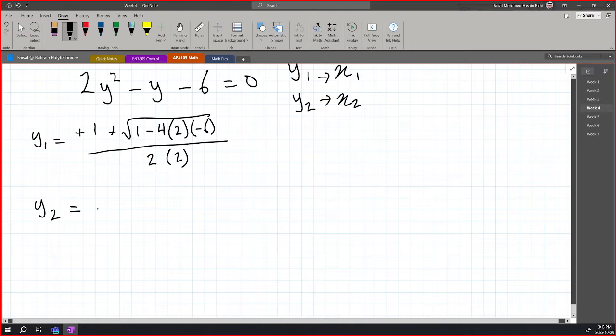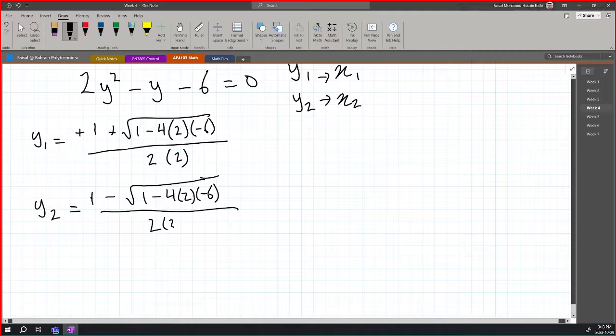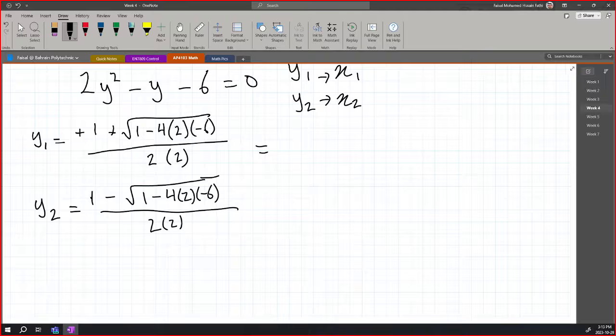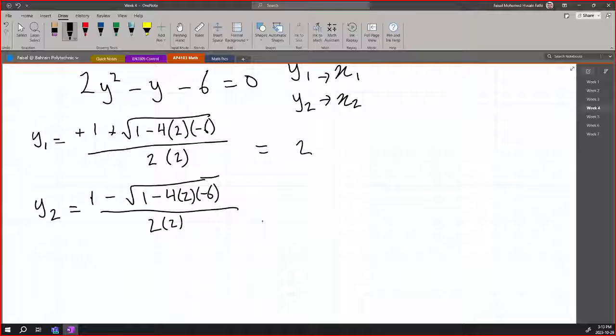y2 will have the same equation exactly as above, but instead of plus it will be minus: 1 minus 4 2 minus 6 over 2 times 2, just to double check. I prefer using this method. When I was taught, I wasn't taught using mod 5.3 for anything. They made us memorize only the equation, and I'm just more comfortable using this equation. So one of them will be 2, same as you said.